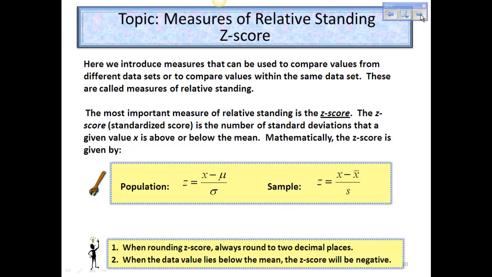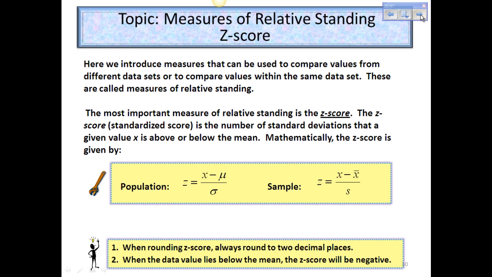Here we introduce measures that can be used to compare values from different data sets or to compare values within the same data set. These are called measures of relative standing. The most important measure of relative standing is the z-score. The z-score, otherwise known as a standardized score, is the number of standard deviations that a given value x is above or below the mean.